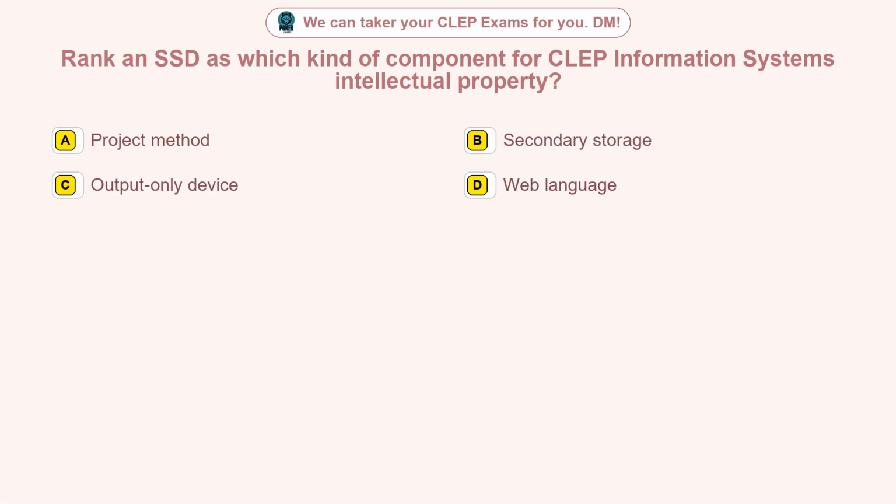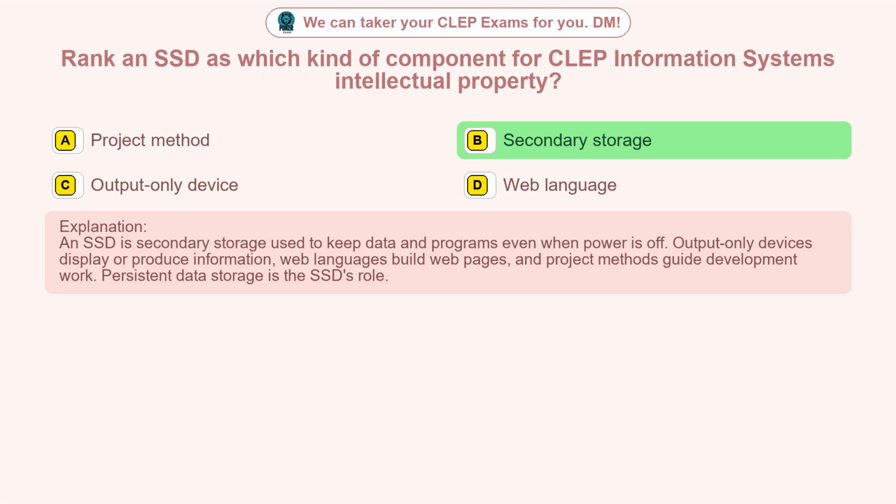Question 53. Rank an SSD as which kind of component for CLEP Information Systems intellectual property? Option A. Project method. Option B. Secondary storage. Option C. Output-only device. Option D. Web language. The correct answer is option B. Secondary storage. An SSD is secondary storage used to keep data and programs even when power is off. Output-only devices display or produce information, web languages build web pages, and project methods guide development work. Persistent data storage is the SSD's role.